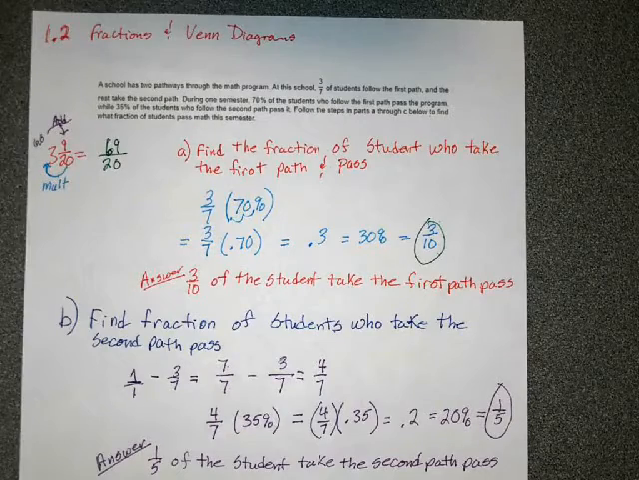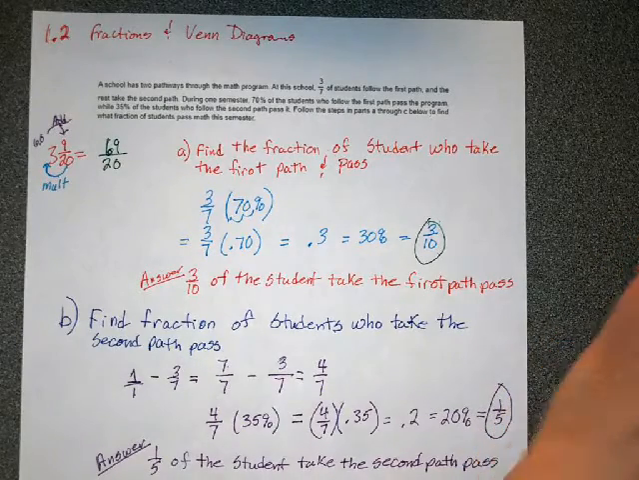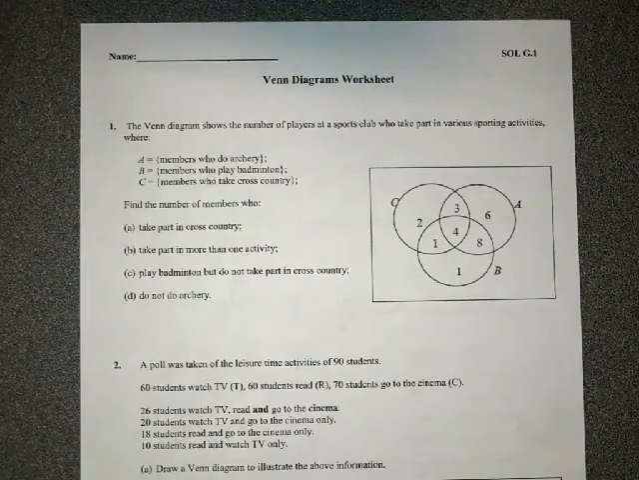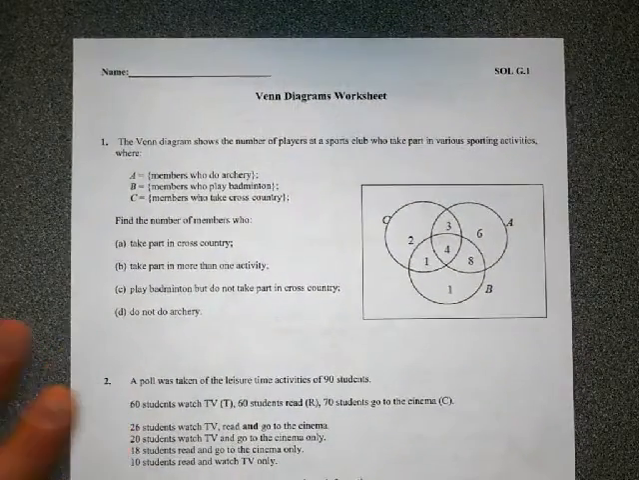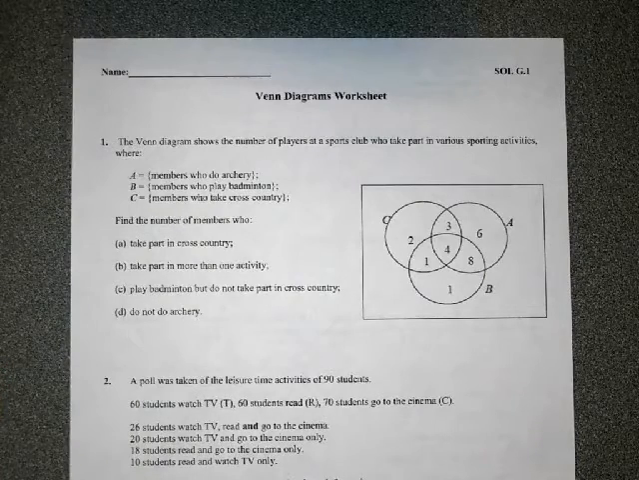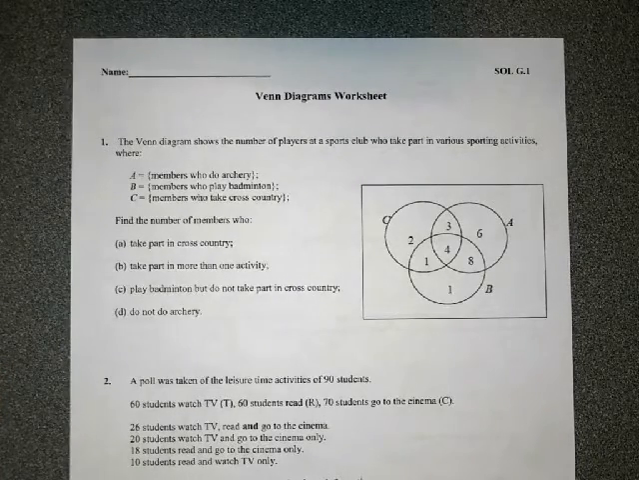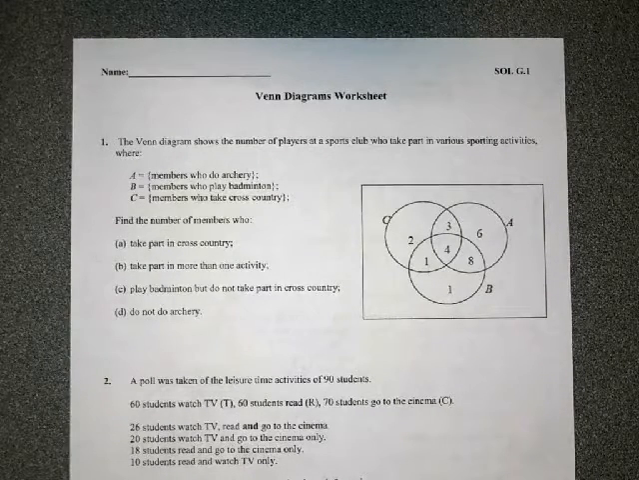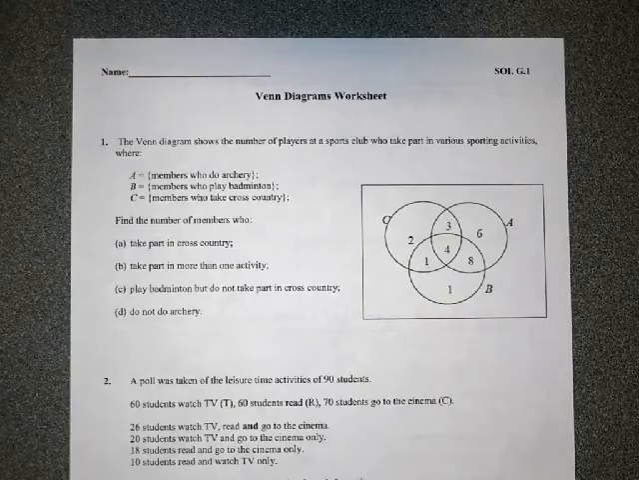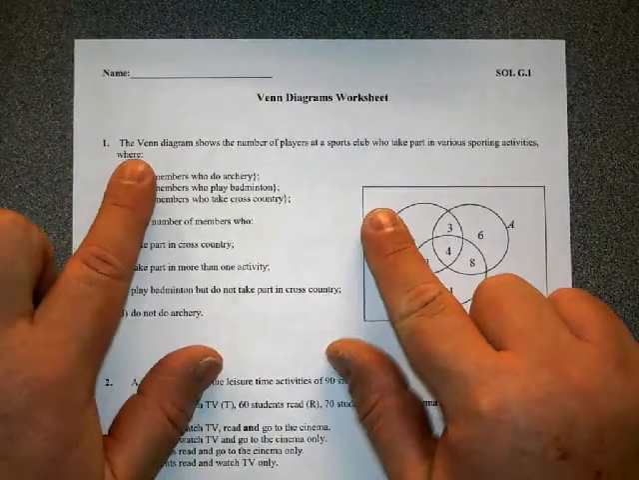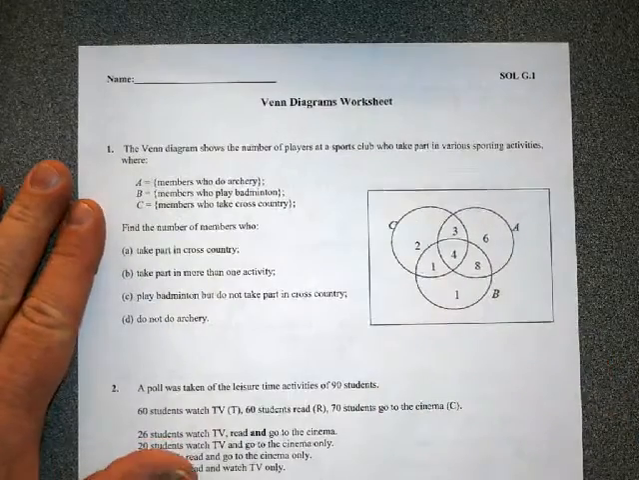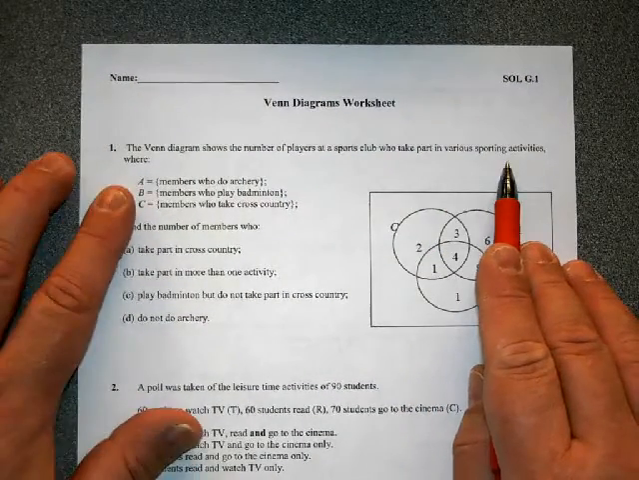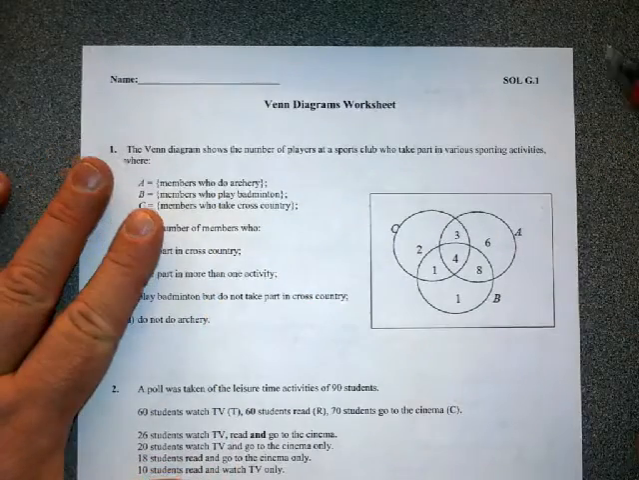Okay, I got to pause this and get this going again. Okay. Venn diagrams. Now, we're probably not going to use a whole lot of Venn diagrams, but when you get stuck on some statistical problems, this is a very good way to bail yourselves out. Okay, number one, the Venn diagram shows the number of players at a sports club who take part in various sports activities, where A are members who do archery. So here's our archery circle, right? Archery.